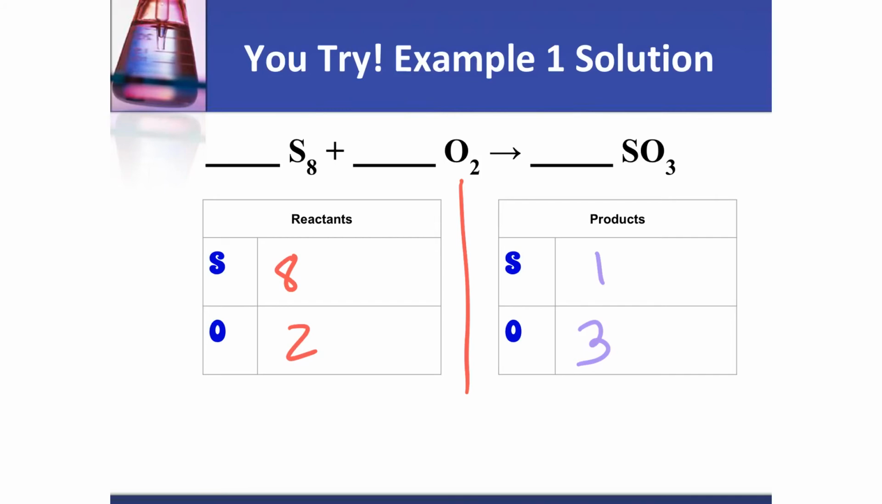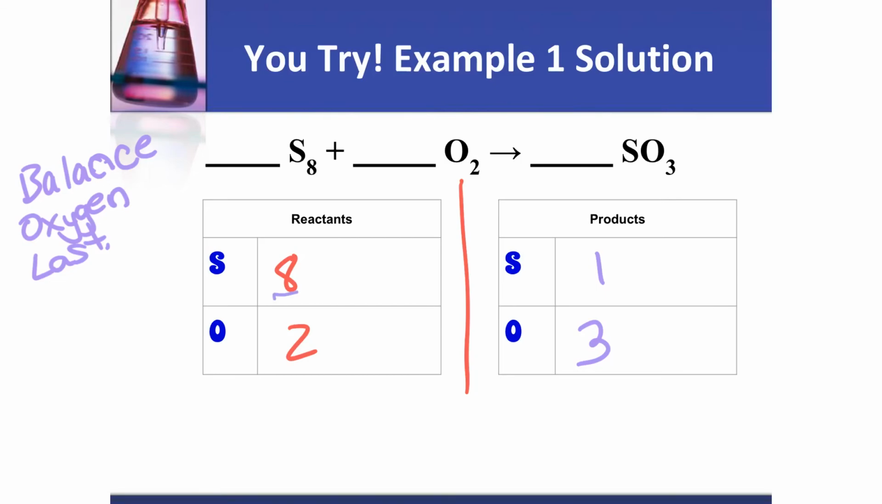A tip: balance oxygen last. It's a tip for all types of balancing questions. Balance oxygens and hydrogens last. In this case, there's only oxygen. So let's start by balancing our sulfurs.